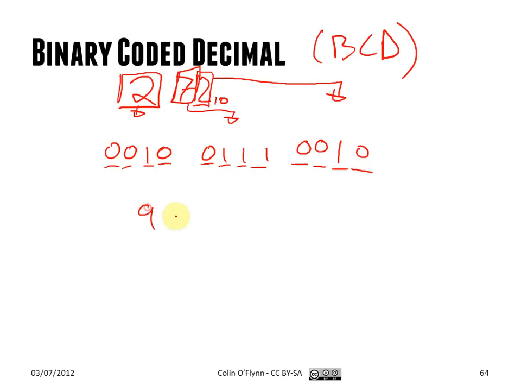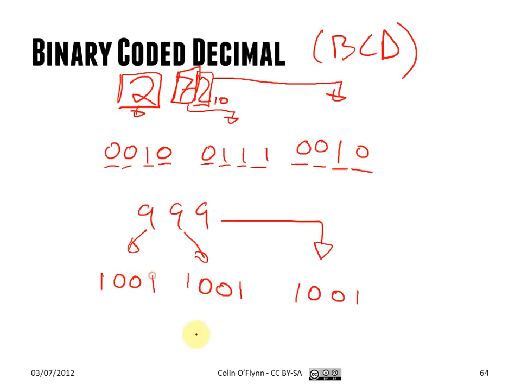So BCD is very inefficient, because I'm basically wasting some of my data. Because, you know, if I have 999, what that gets broken down into is 1001, 1001, 1001. And so when you write that as a binary number, you're not using the upper possibilities for each of those 4 bits. Those 4 bits can represent 16 possible values. We're only using them for 10 possible values, which is binary coded decimal. The only reason we use this is it's faster to convert, basically.